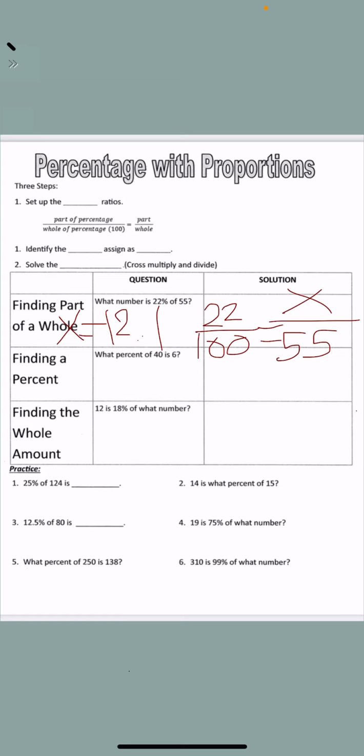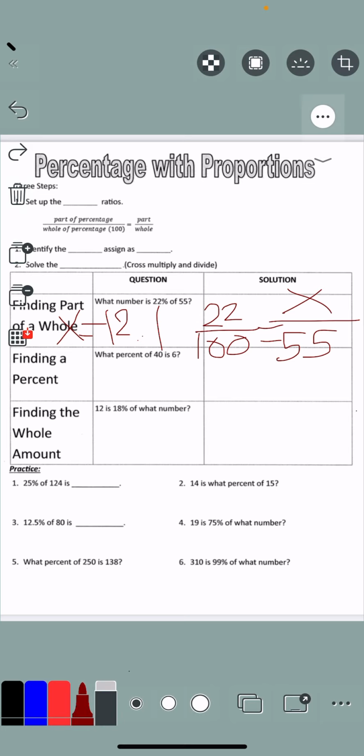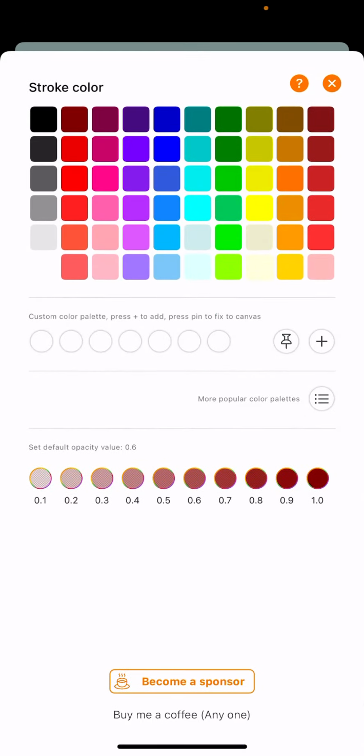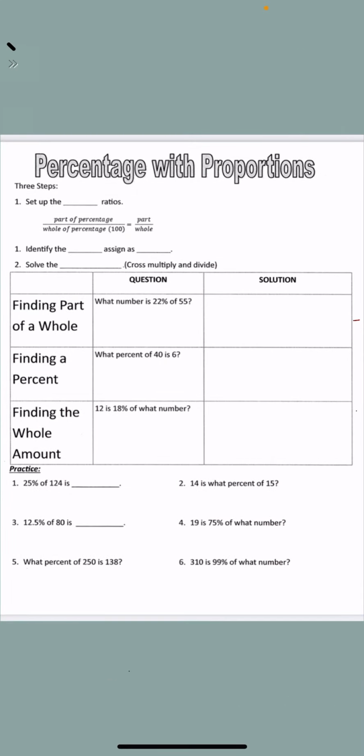All right. Next one is what percent of 40 is 6? So you don't know the percentage. So automatically, if you don't know the percentage, X goes over 100. You would know the percentage because there would be a percent sign. Of 40 is 6. Is over of. So after the word is, 6 of 40. So 6 over 40.